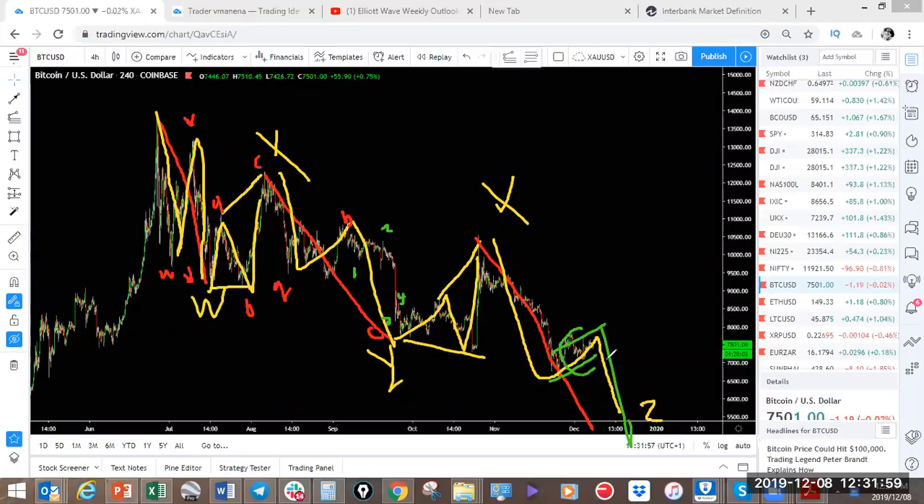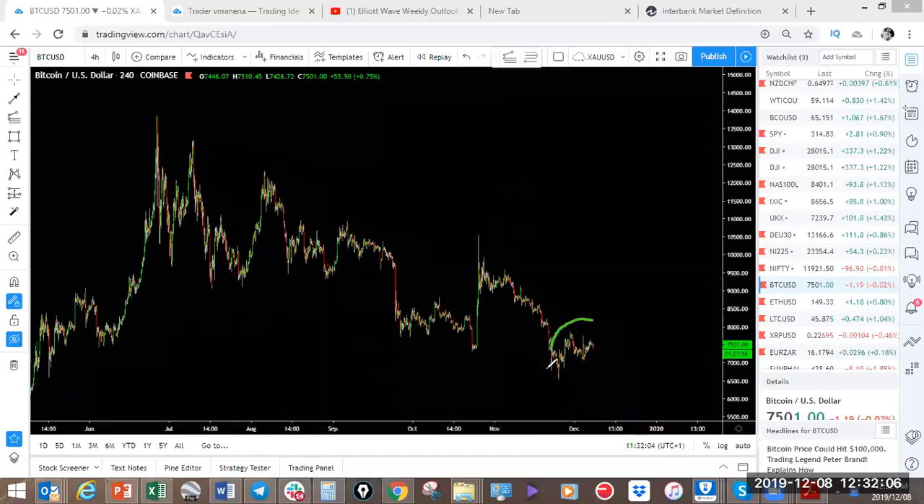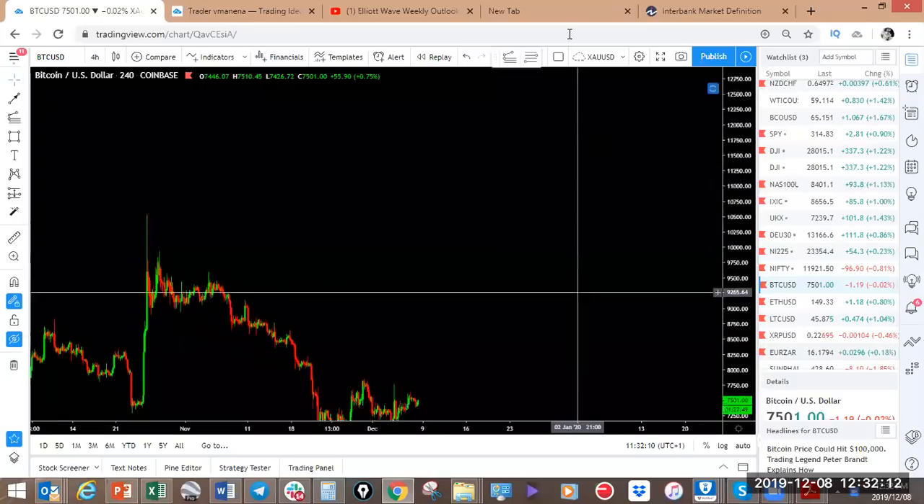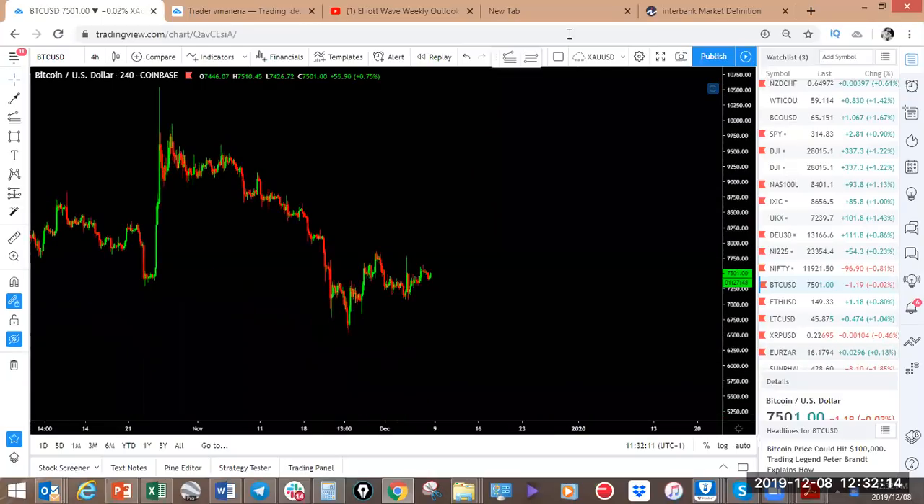Now we just need to come to this corrective structure, and we'll just do that with the rest of the crypto pairs. We're just going to go to this corrective structure and look at when this is going to drop. Now let's have a look at it. Okay, so that is what we're looking at on Bitcoin, the lower degree corrective structure.